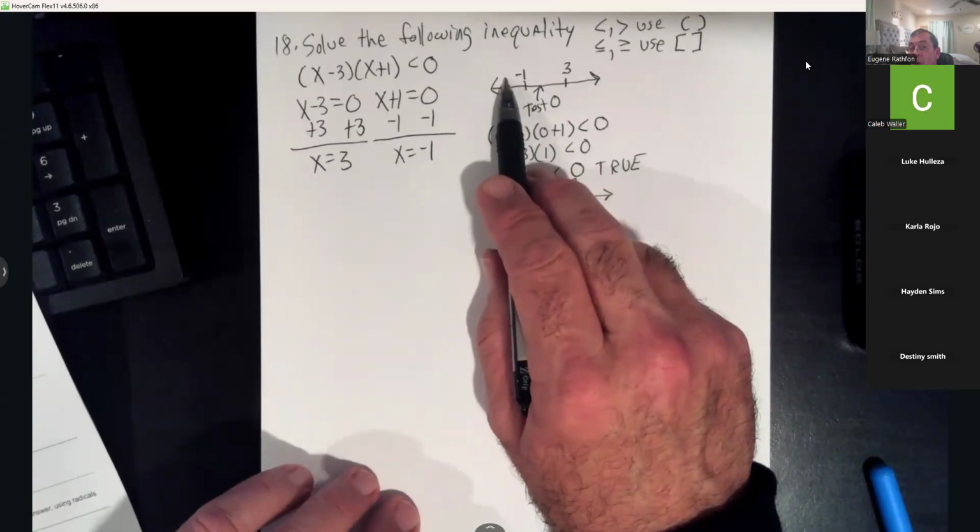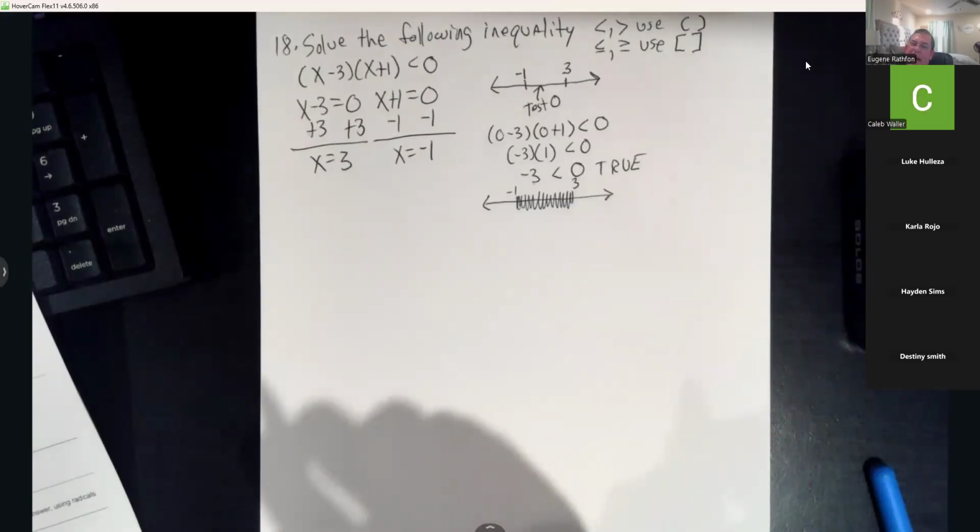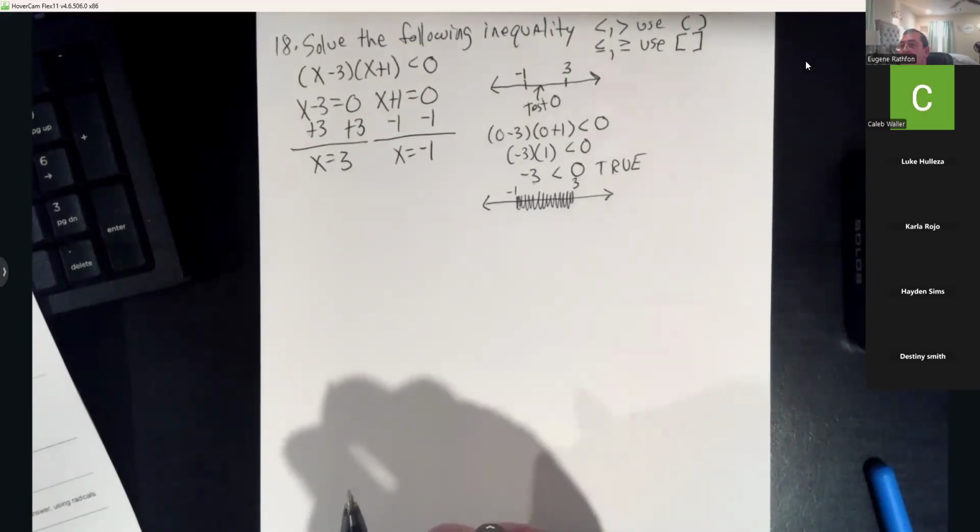Now, you could have picked a number over here. You could have picked a number over here. It doesn't matter. I just think that 0 is the easiest number to use, okay?